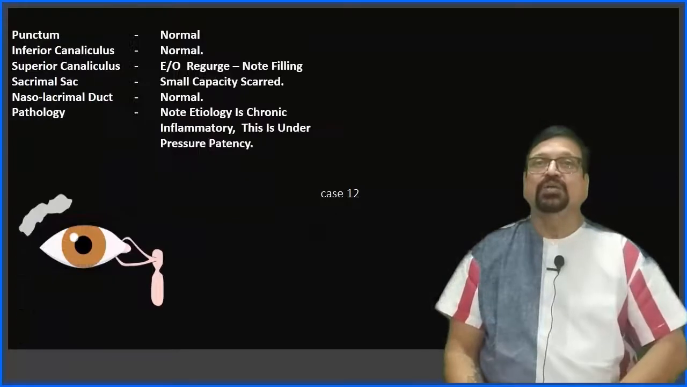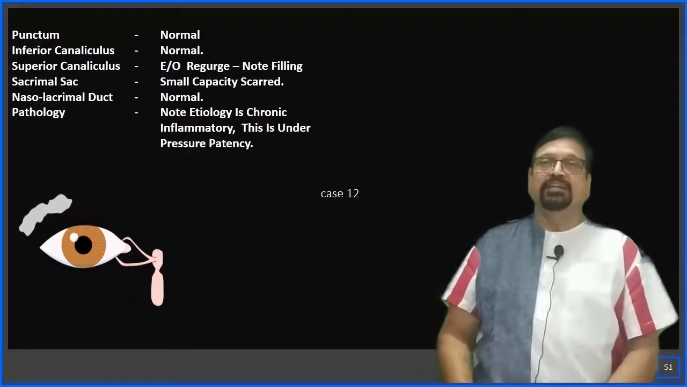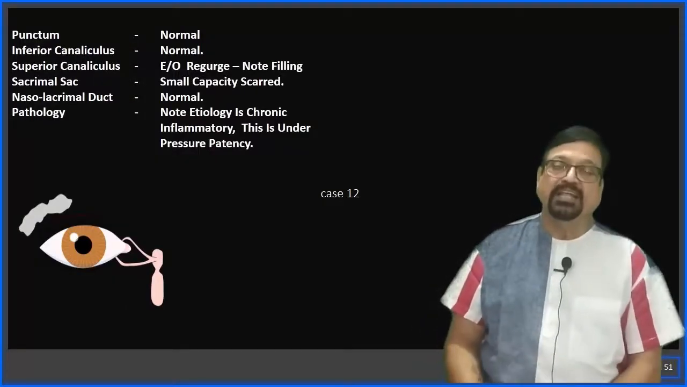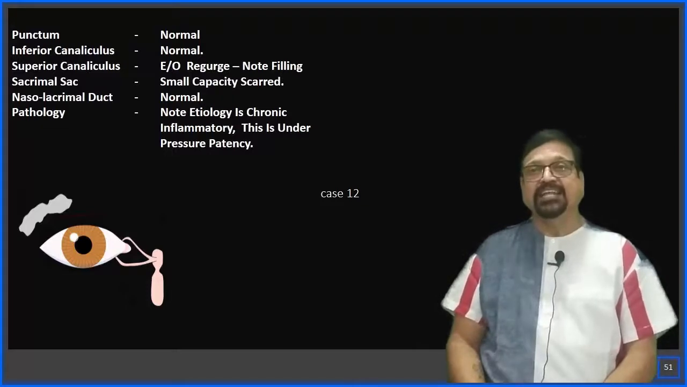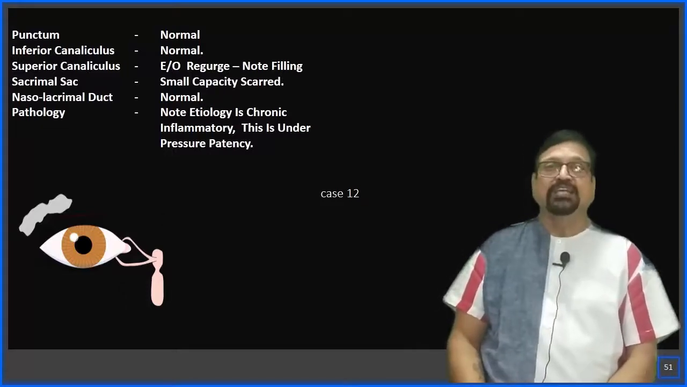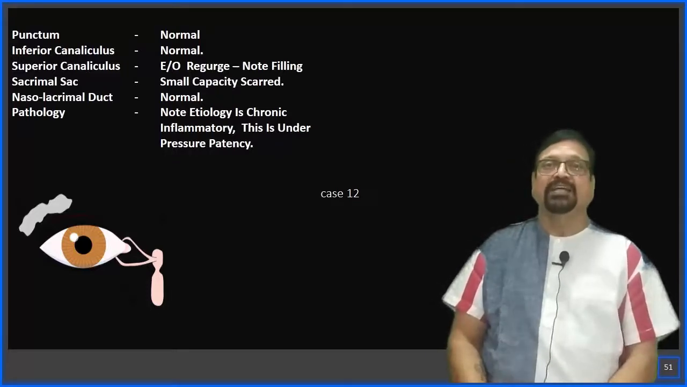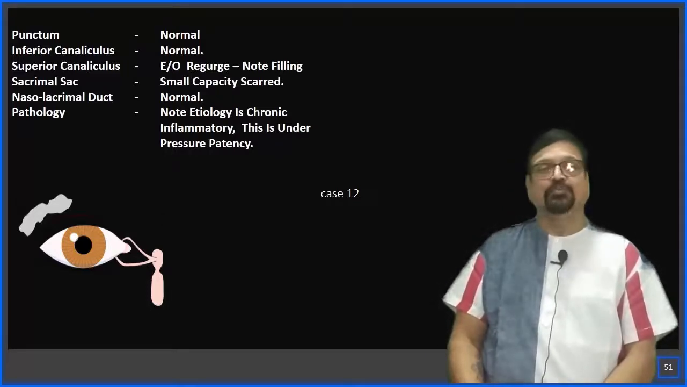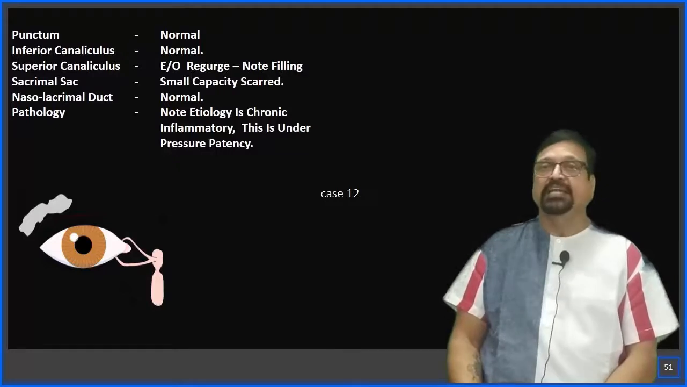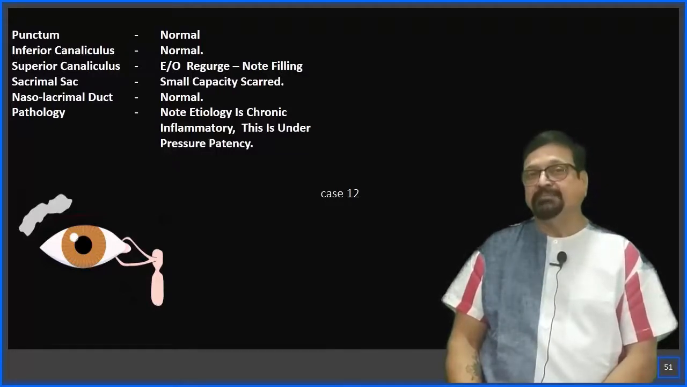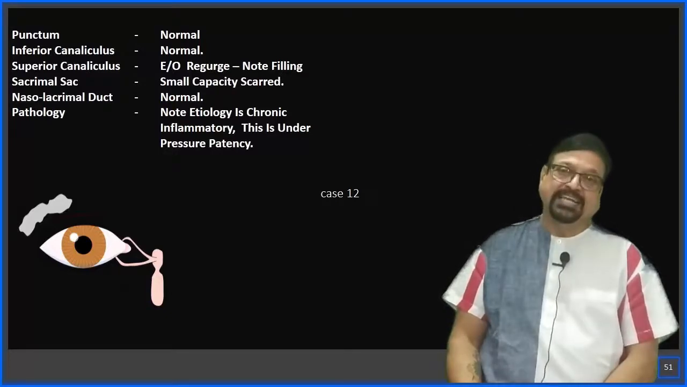Okay, so punctum is normal, inferior canaliculus is normal, then leakage is there, no filling of the superior canaliculus, the small capacity scarred sac, and nasolacrimal duct is normal. It is chronic inflammatory, and with the pressure, the patency is there.